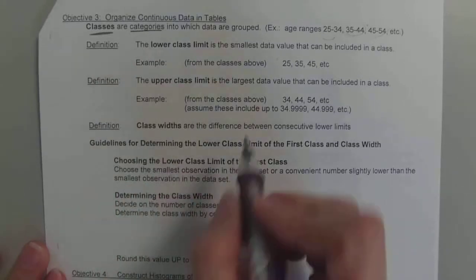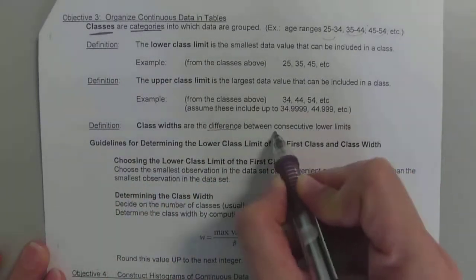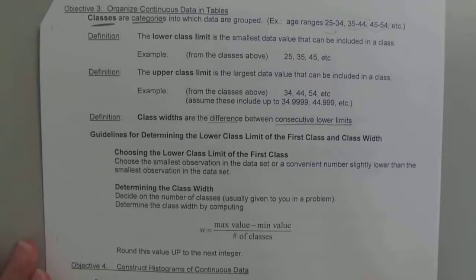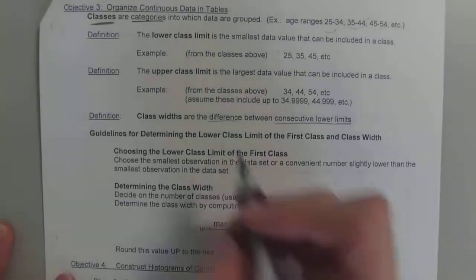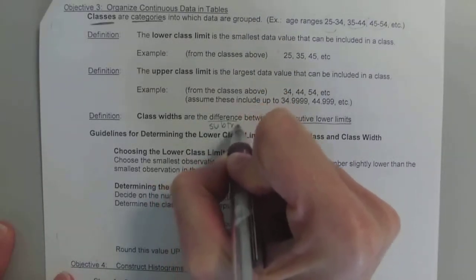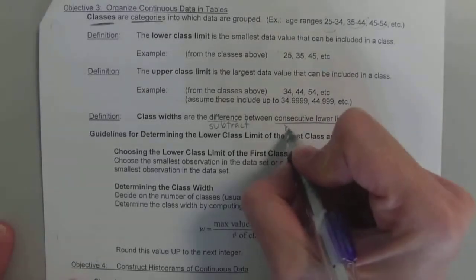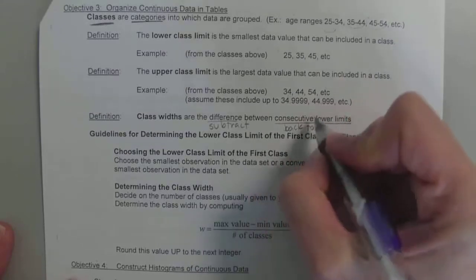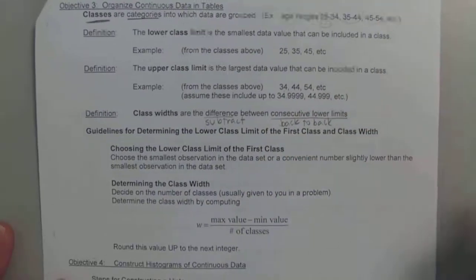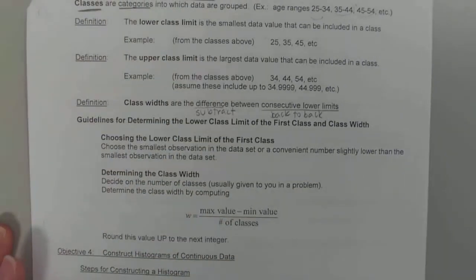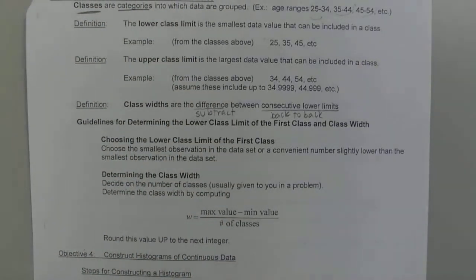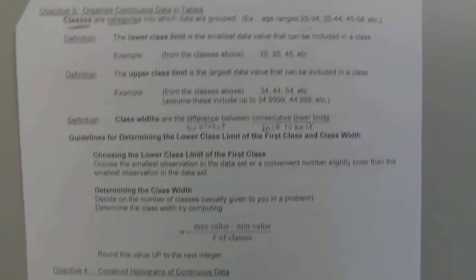All right, last but not least, class widths are the difference between consecutive lower limits. Difference means what operation? Subtract. Consecutive means what? Like 1, 2, 3. One after the other, back to back, right? So, what does this mean? It means if you want to know your class width, how many years of age does the class hold? You take one lower limit and subtract the other.